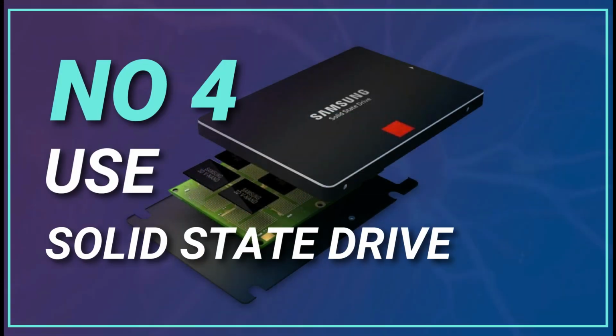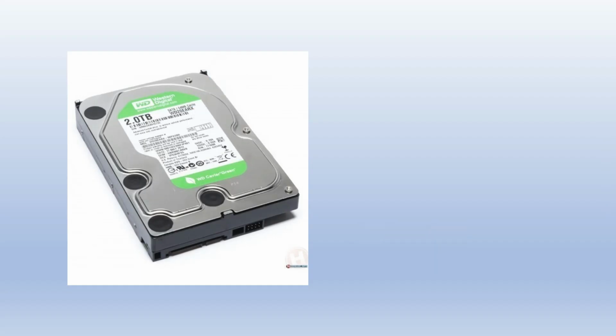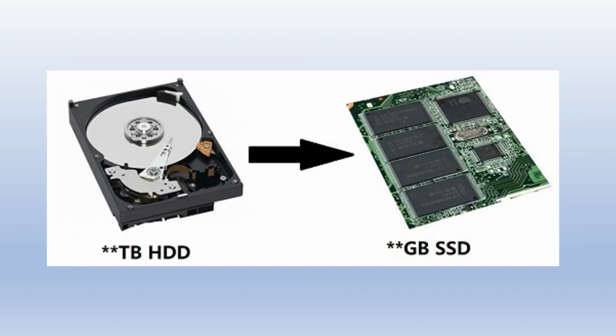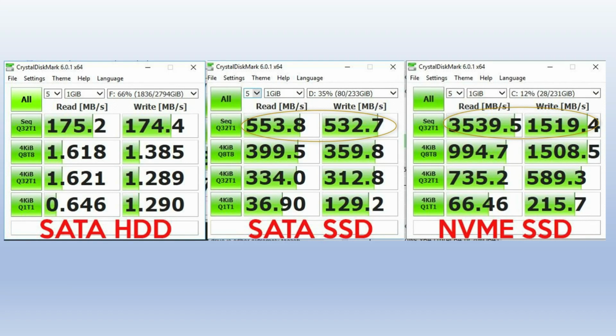Solution 4. Change to SSD. If you are using a hard disk and if you are not satisfied with the previous solutions, then it's time for you to change to SSDs. SSDs are much faster than normal hard disks. The operational speed of an SSD is at least 6 times faster than a traditional mechanical hard disk.